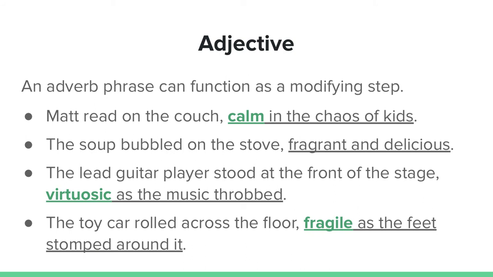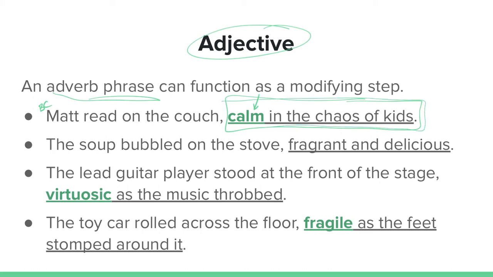Next, we can use an adjective to add an adjectival step. So an adjective phrase can function as a modifying step. This might seem tricky, but it's actually not. I'm saying we're adding an adjective, but this whole phrase is actually functioning as a kind of adverb. Because look at this. Here's your base clause: Matt read on the couch. Simple base clause. Matt read on the couch, calm in the chaos of kids. So calm is an adjective, but this whole thing is describing how he read. He read calm in the chaos of kids.